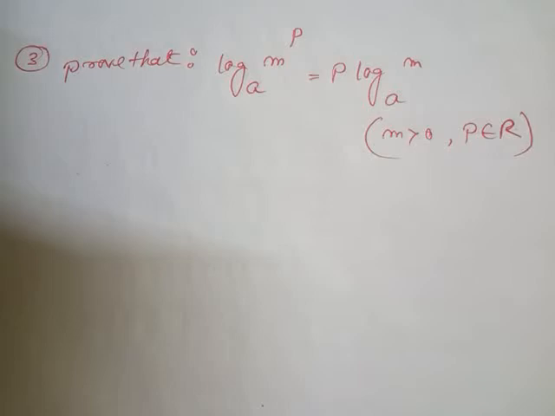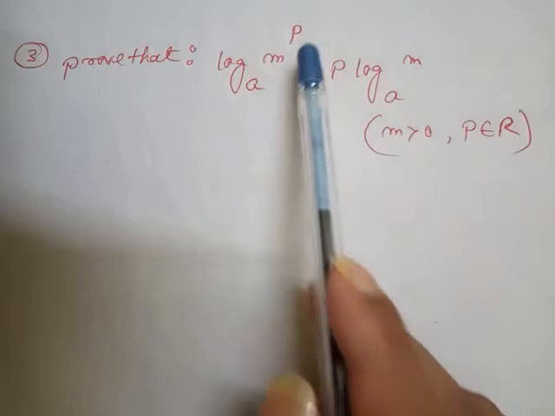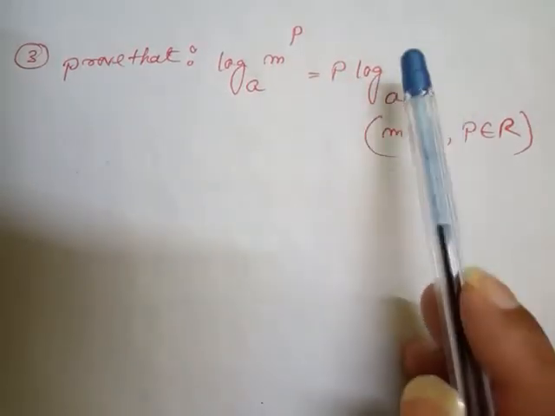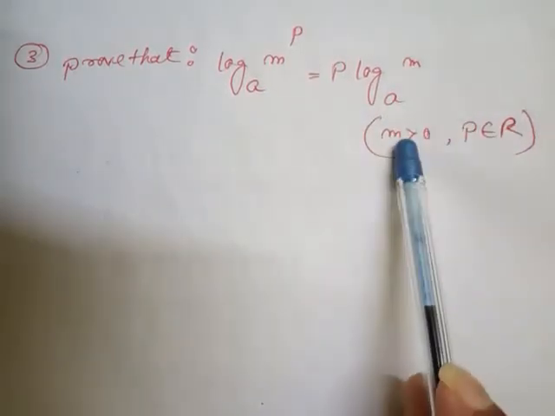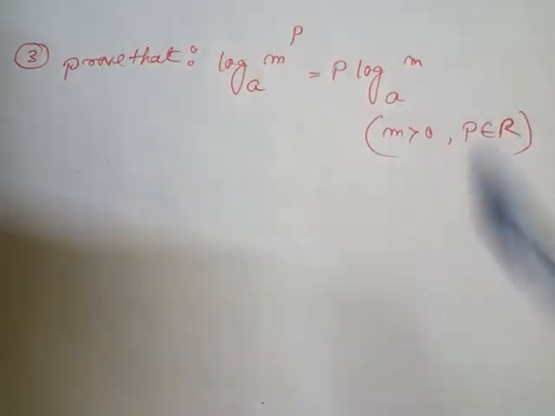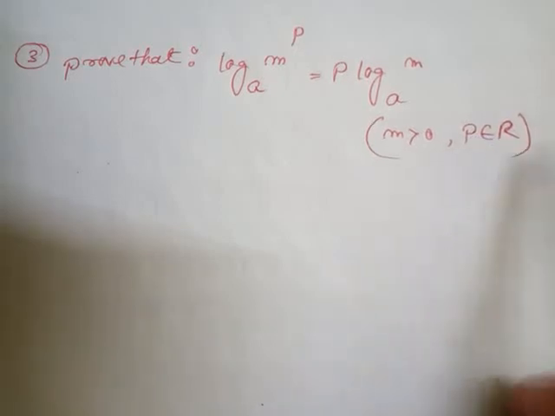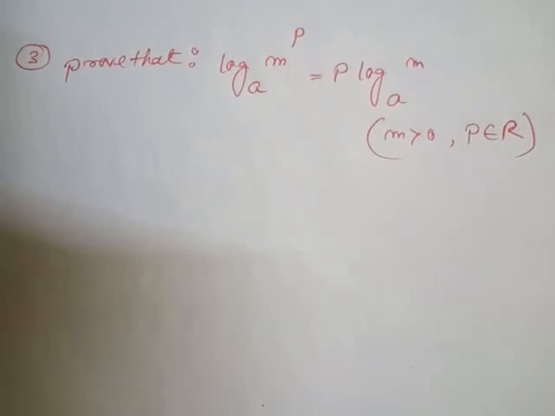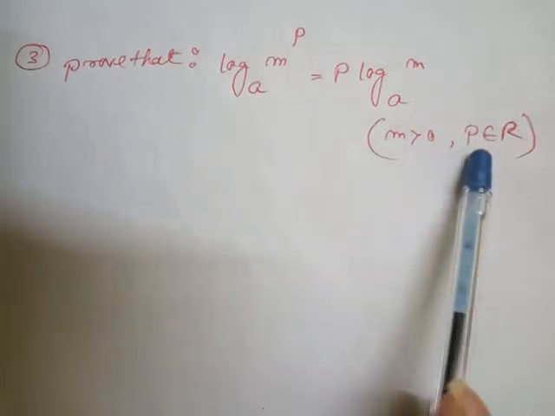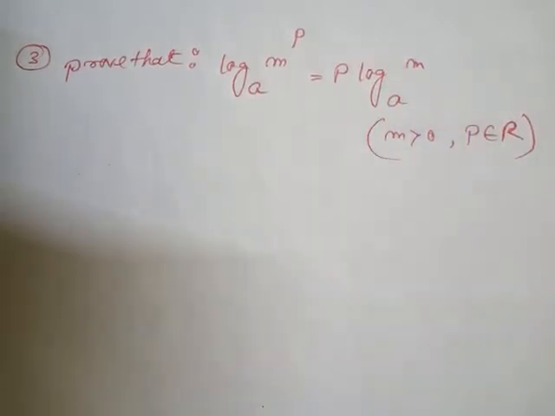Look student, question number 3: prove that log m to the power p base a equal to p log m base a, where m is bigger than 0 and p belongs to R. M bigger than 0 means the value of m is positive, and p belongs to R. R means the real numbers. Now what is the meaning of real number? Real number is the collection of all rational and irrational numbers together. So the value of p belongs to R, which means it may be rational or it may be irrational also.